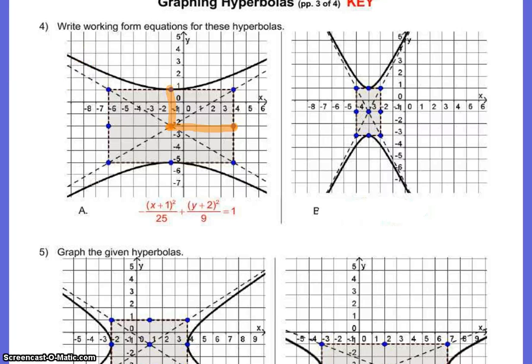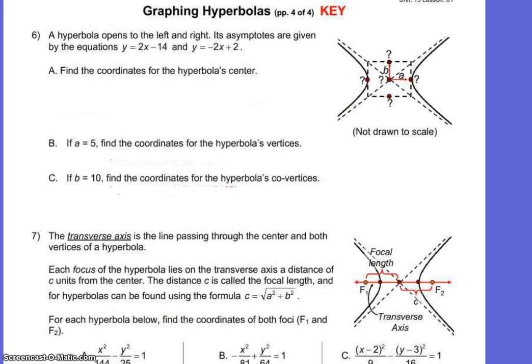Now let's turn to the back sheet. Okay, looking at this last page, it says a hyperbola opens to the left and right. Its asymptotes are given by the following equation. So it's telling you to find the coordinates for the hyperbola center. So think about how I would do that.